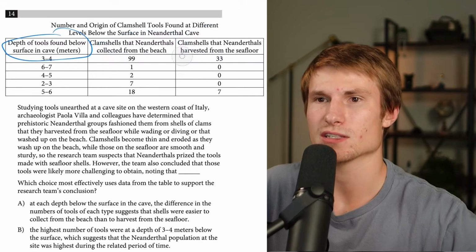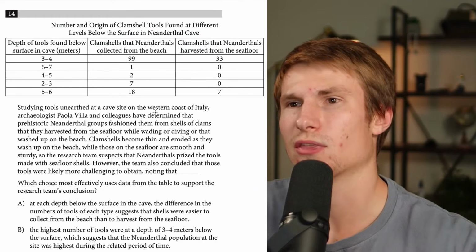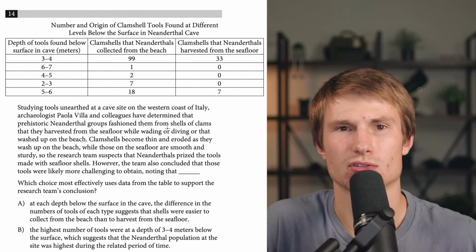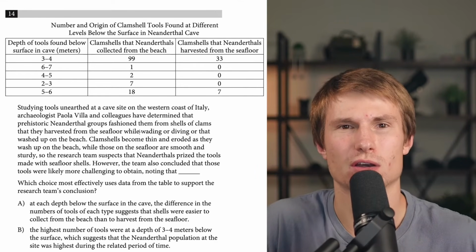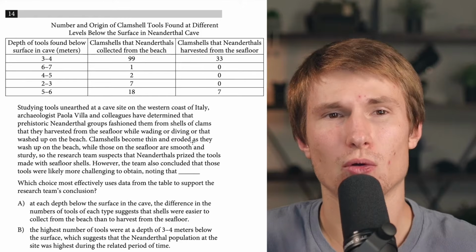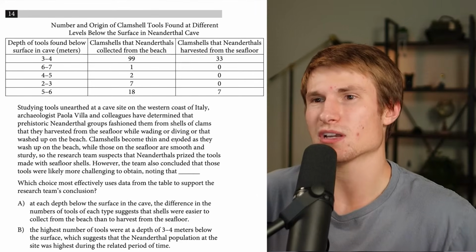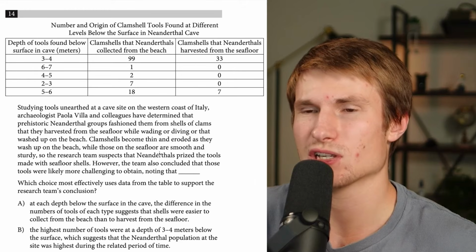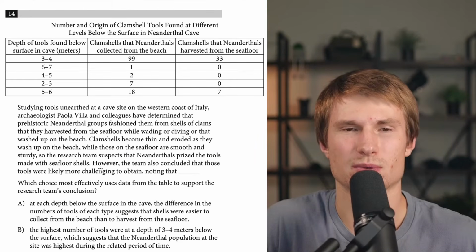We've got studying tools unearthed at a cave site on the western coast of Italy. Archaeologist Paula Villa and colleagues have determined that prehistoric Neanderthal groups fashioned them from shells of clams that they harvested from the seafloor while wading or diving, or that washed up on the beach. Clam shells become thin and eroded as they wash up on the beach, while those on the seafloor are smooth and sturdy, so the research team suspects that Neanderthals prized the tools made with seafloor shells.